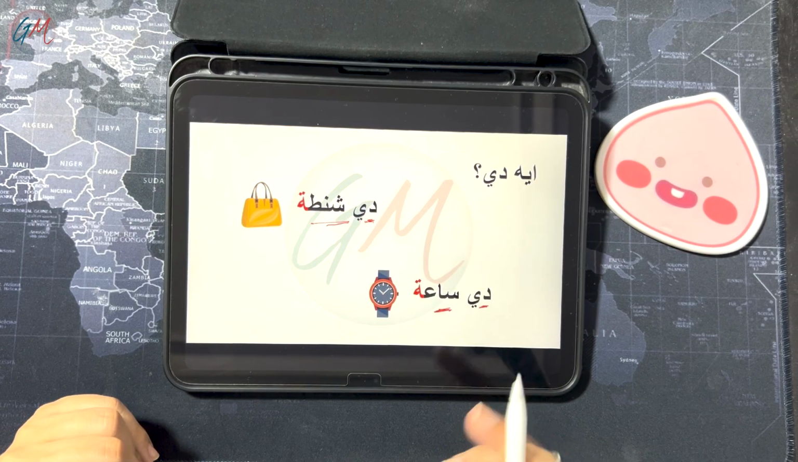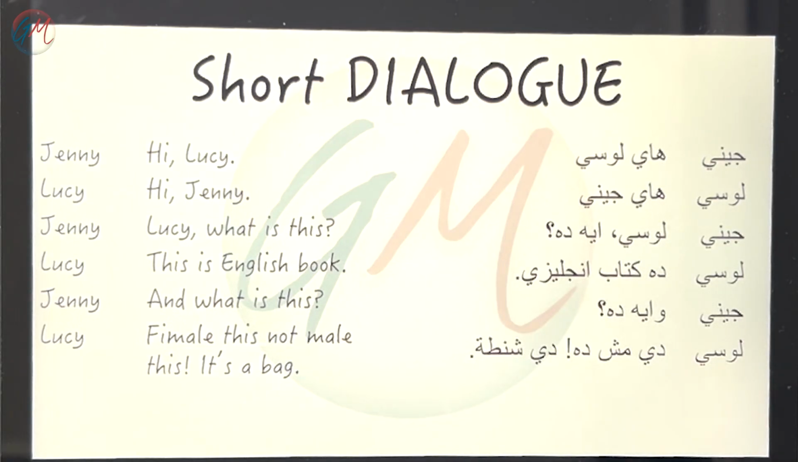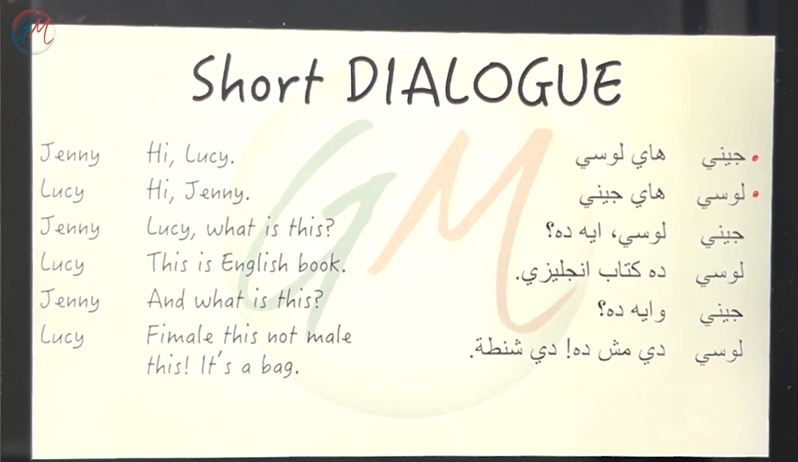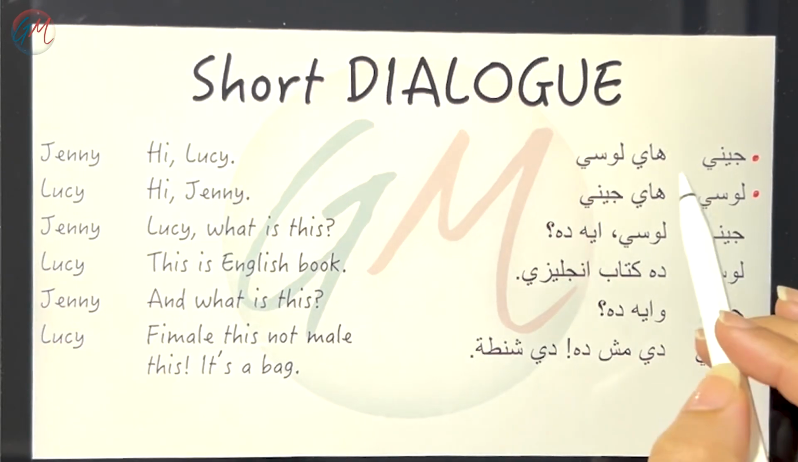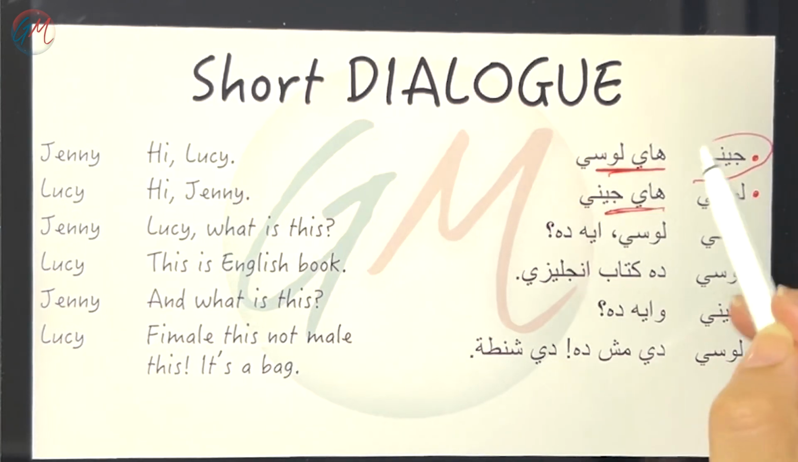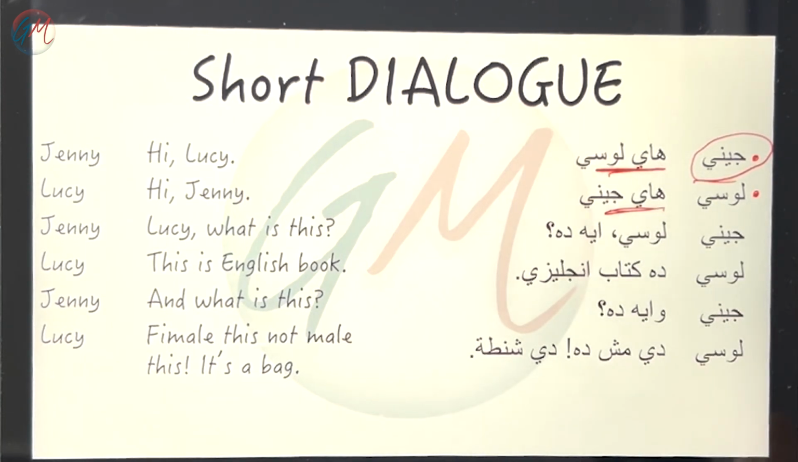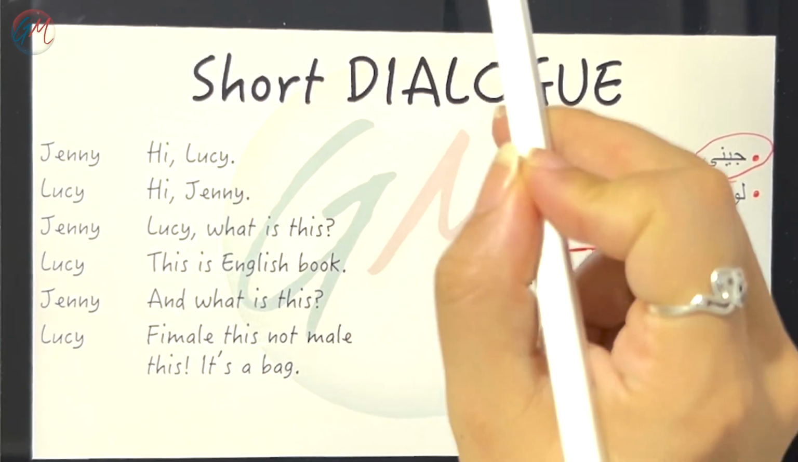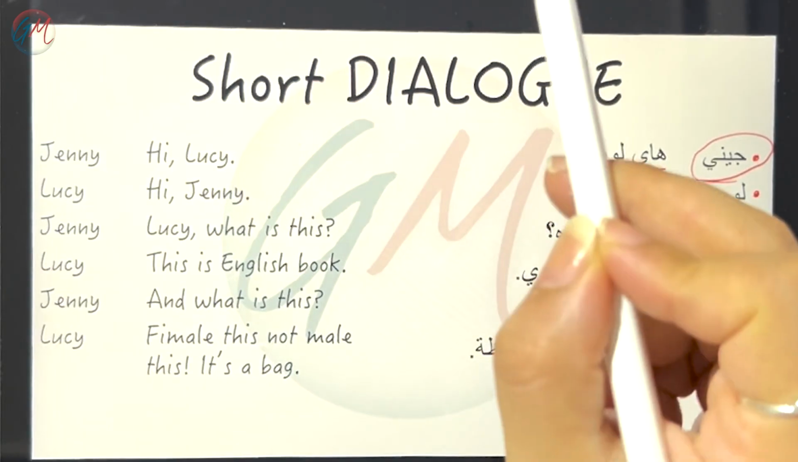Okay, so let's check our short dialogue between Jenny and Lucy to see how we can ask about things. Here's Jenny speaking with Lucy. Hi, Lucy. Hi, Jenny. Remember, Jenny is an American girl, right? So she's still learning Arabic. A lot of things she doesn't know yet. So she's asking Lucy, Ida. She's pointing to something and asking, what is this?